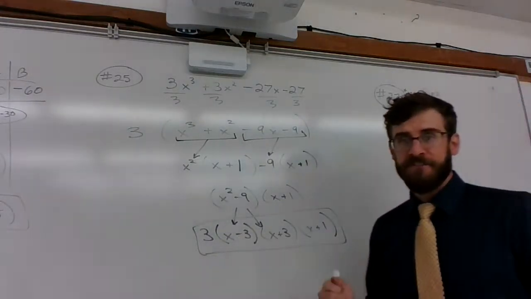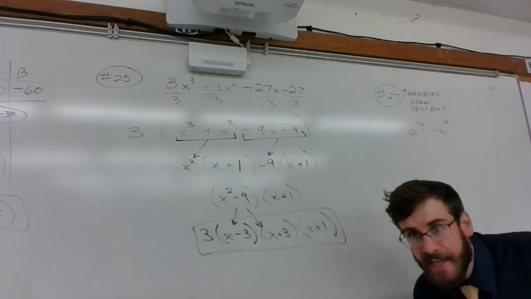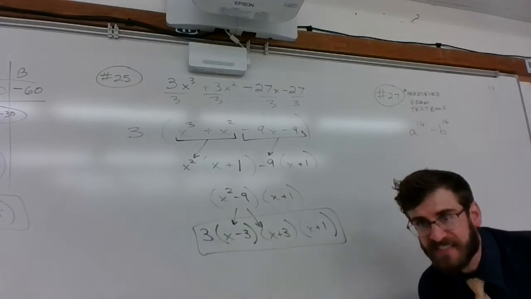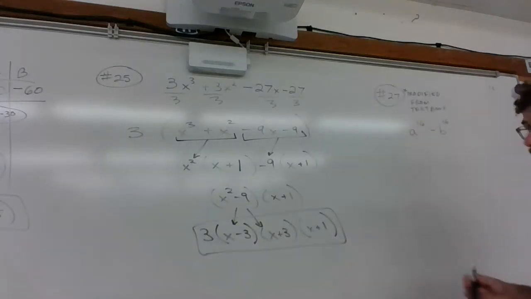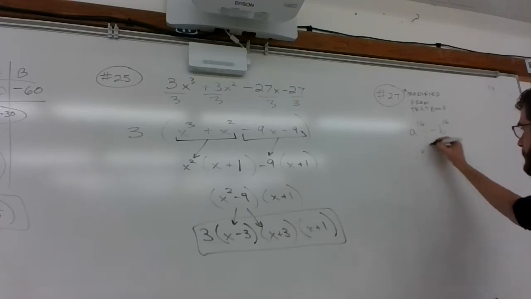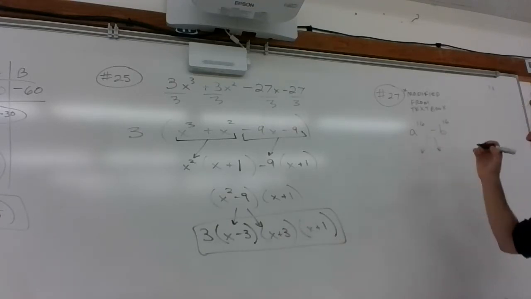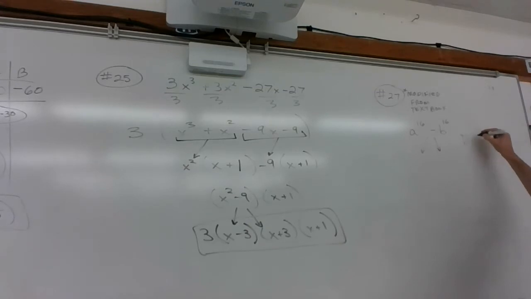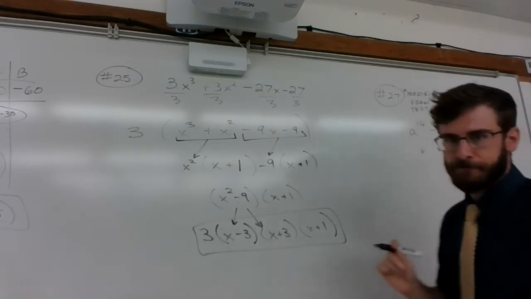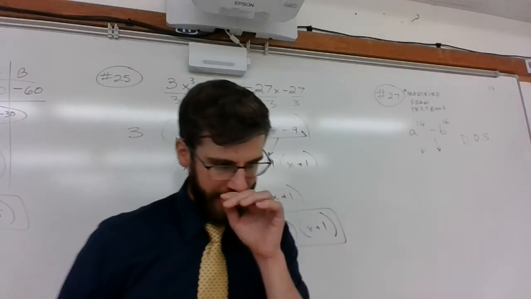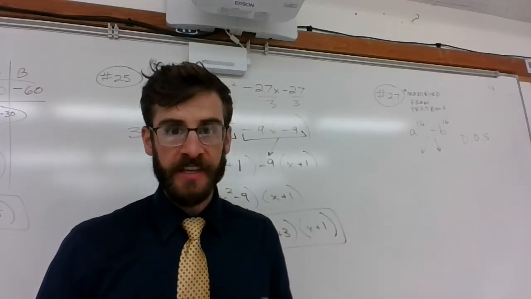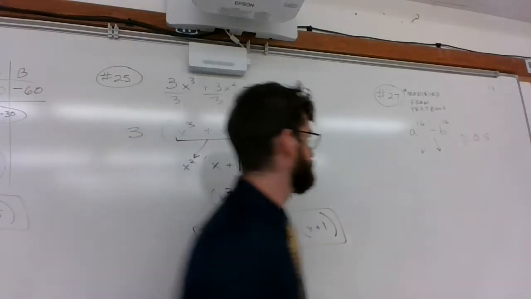So being able to factor a to the 16 minus b to the 16. The first thing to recognize is that it is a difference of squares. If it's a difference of squares, then you just have to ask yourself, all right, what times itself gives me a to the 16?